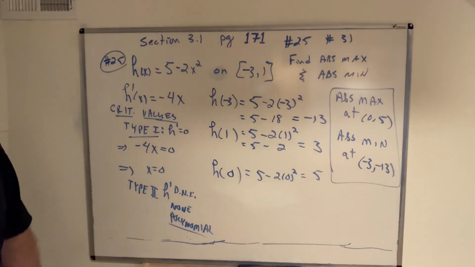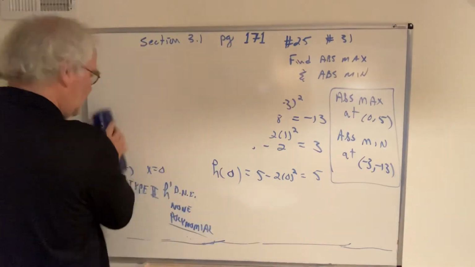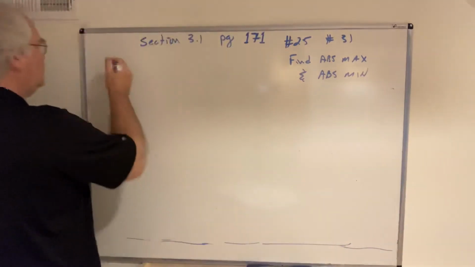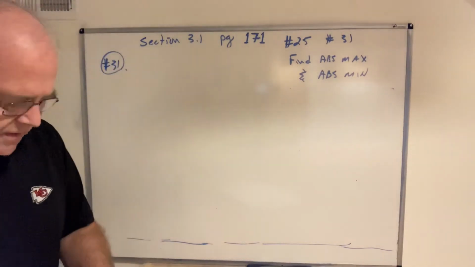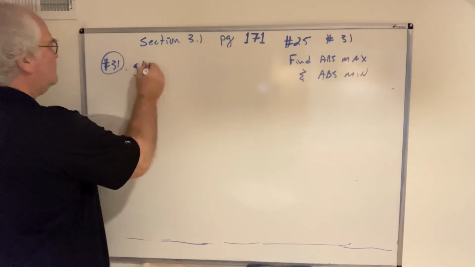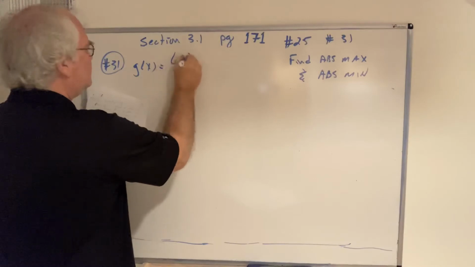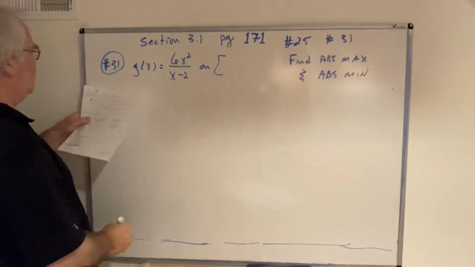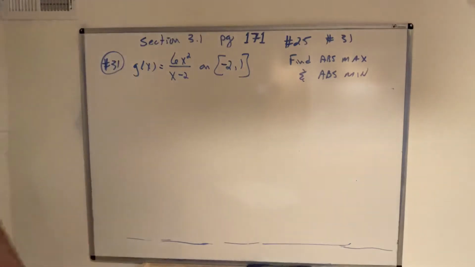And then we'll continue on here with number 31. All right, so what's my function here? This is g of x this time, equal to 6x squared over x minus 2 on the interval -2 to 1. Does that look right? All right, looks right.